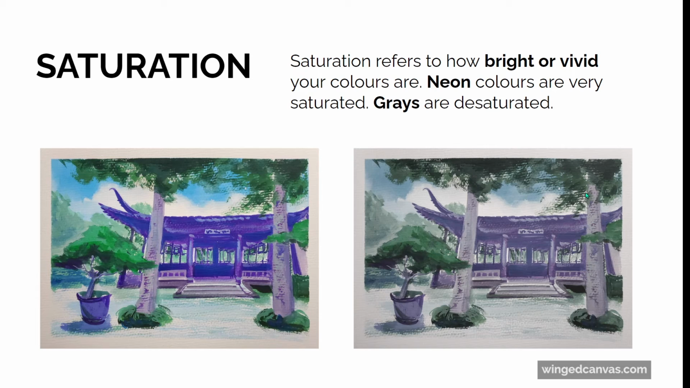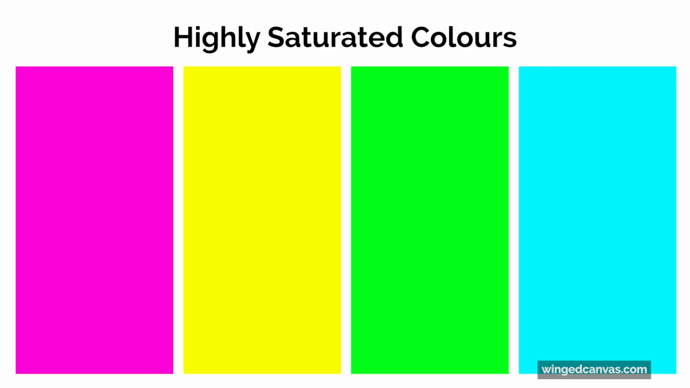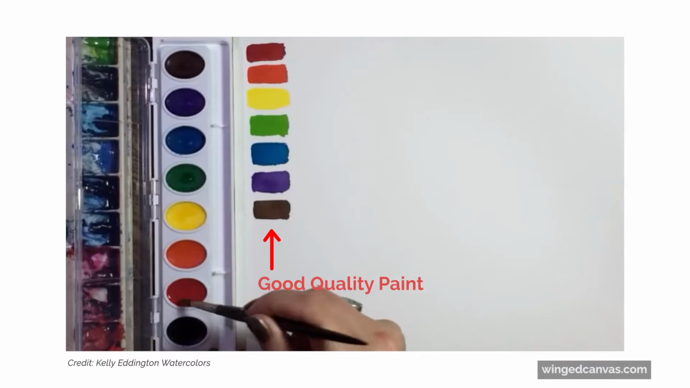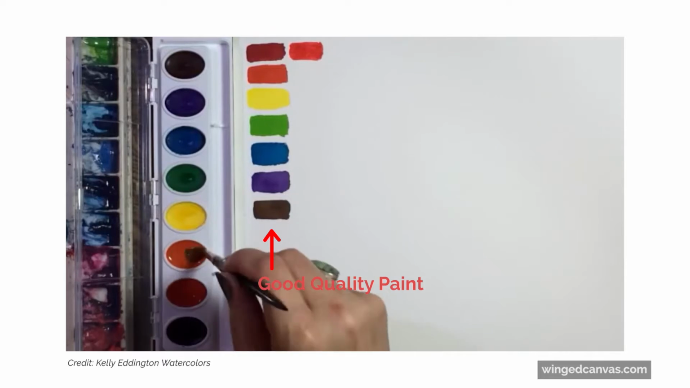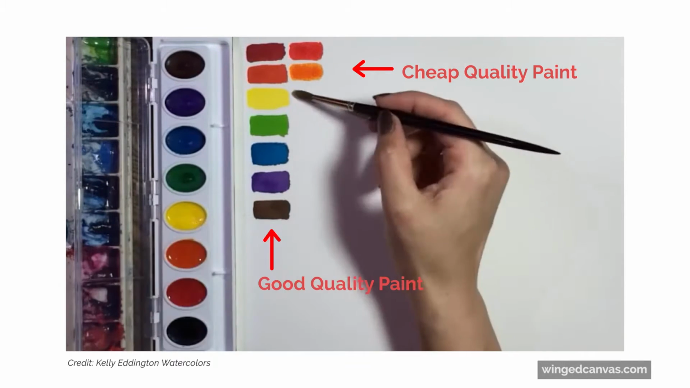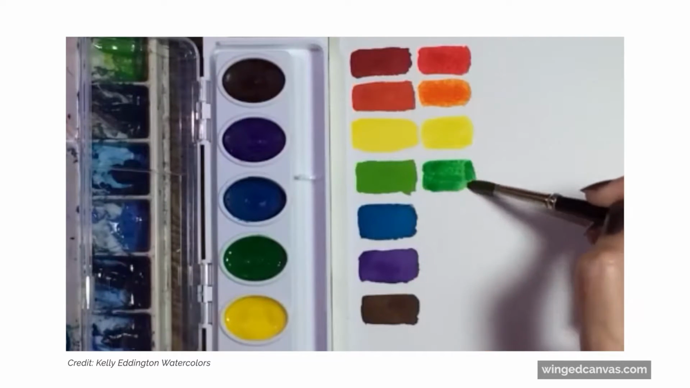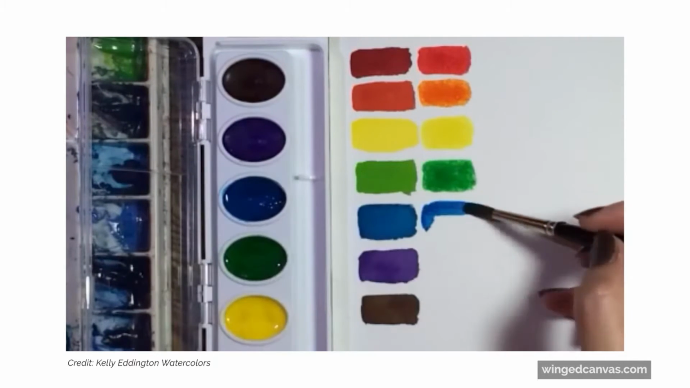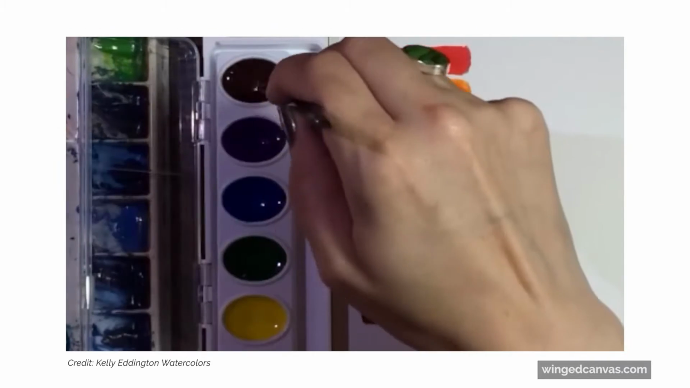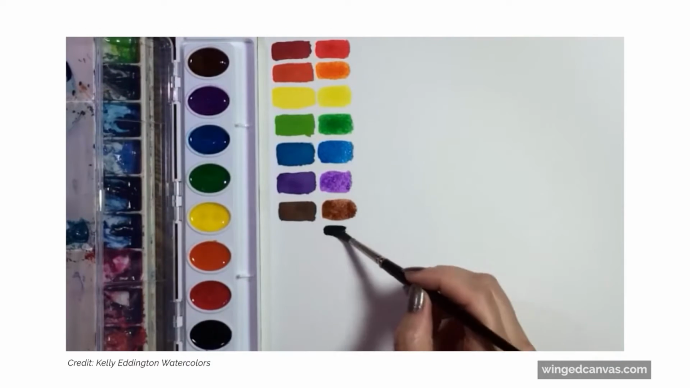So saturation refers to how bright or vivid your colors are. Neon colors are super saturated, grays are very desaturated. When you buy good quality paint, they usually have more pigment, right? So they have more hue and more saturation. When you buy cheaper paints, they have less hue and more filler and slightly less saturation. So you don't really have as wide of a range of colors to work with.